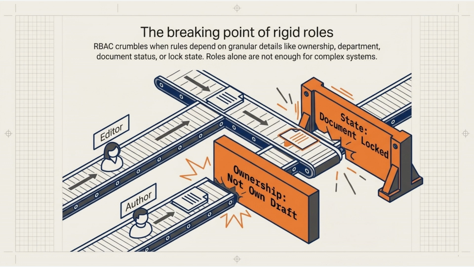RBAC breaks when rules depend on ownership, department, document status, or lock state. An author role is not enough if the draft belongs to someone else. An editor role is not enough if the document is locked. Roles alone cannot express those conditions without exploding into dozens of micro-roles nobody can maintain. Role explosion looks like editor East Coast draft, only locked docs. That is a symptom you need attributes, not more role strings.